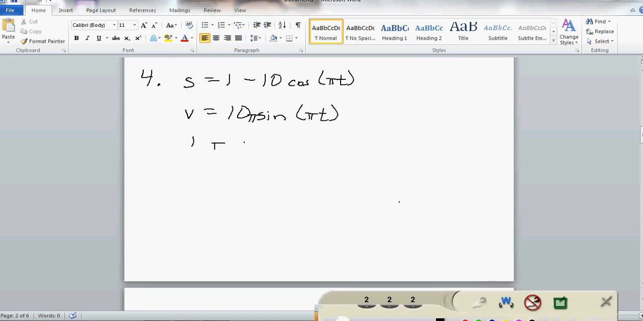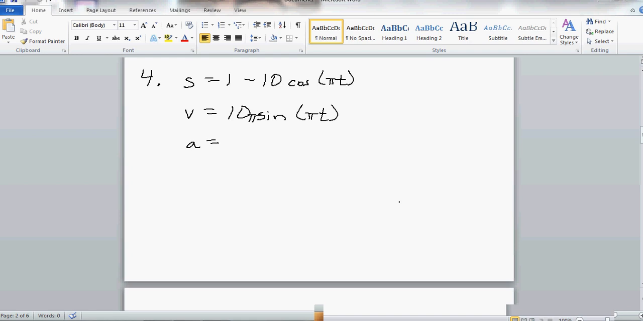So, we need to find the derivative of velocity. Well, derivative of velocity is acceleration. So we need to take the derivative of this again. So this would be what? Taking the derivative would be 10 pi cosine of pi t, but I have to remember to multiply by pi, so that becomes 10 pi squared.